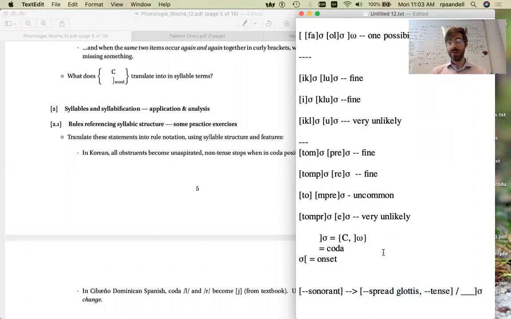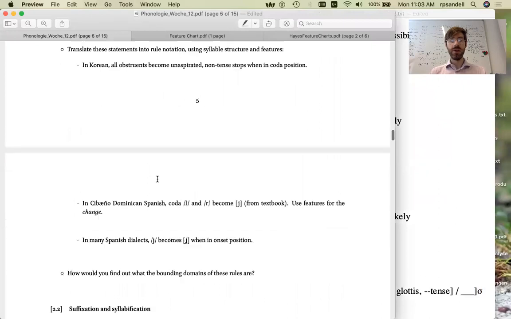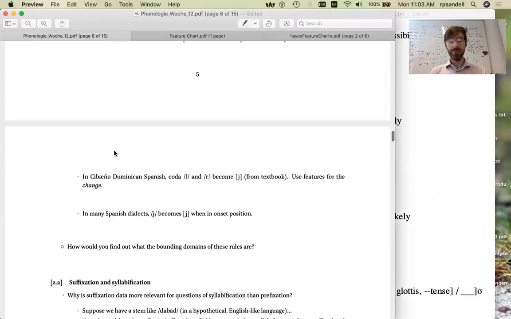So that could be at the end of the word, or it could be preceding another consonant that belongs to the onset of the following syllable. Similarly, in the dialect of Spanish spoken in the Dominican Republic, the coda approximants la and ra undergo lenition, they become weaker, to become a glide when they occur in a coda.